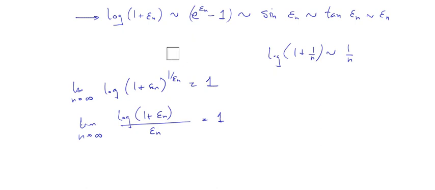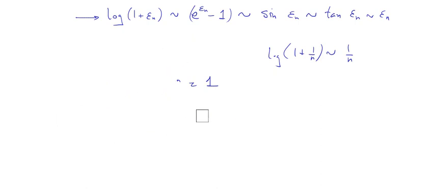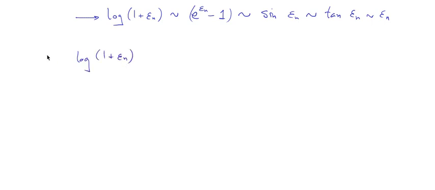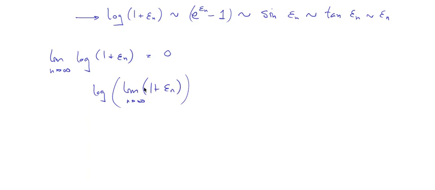Okay, next. So we have the logarithm of 1 plus epsilon sub n. The limit of this is also 0, right? Because the limit of the logarithm is the logarithm of the limit, so this is the logarithm of the limit of 1 plus epsilon sub n when n goes to infinity, right? But the limit of this is 1, and the logarithm of 1 is 0. Okay, so the limit of this is 0.